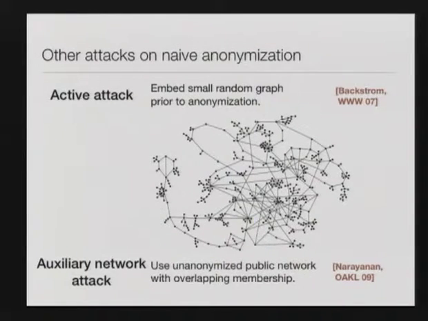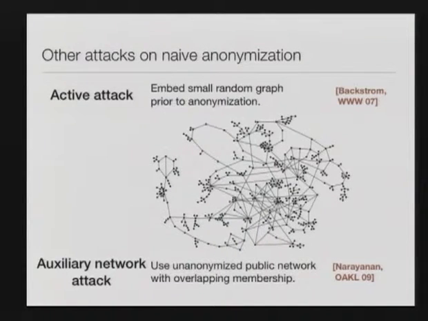An active attack is an attack in which the attacker can inject information into the data set before it's anonymized. So think of an online social network in which you can create new identities, and you can even create edges between identities. The attacker will therefore modify the graph, and then it will be naively anonymized, and then the attacker will do some inference on the resulting graph.